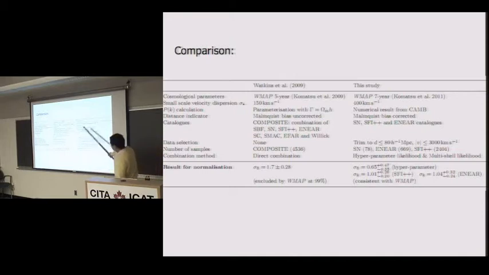So by comparison, this is what they do, and this is what we do. They use W-NAT 5 years, we use W-NAT 7 years parameters, similar values are different, PLK coverage are slightly different. For catalogs, we use higher precision catalogs. For data selection, we trim the data set to be 80 megaparsec also. And the important thing is the combination method: they just directly combine, but we use hyperparameters. So therefore the result here really doesn't have the 99%. On the other hand, if you do careful analysis, you should reach these. I mean these are for individual cutoff and this is for hyperparameters.